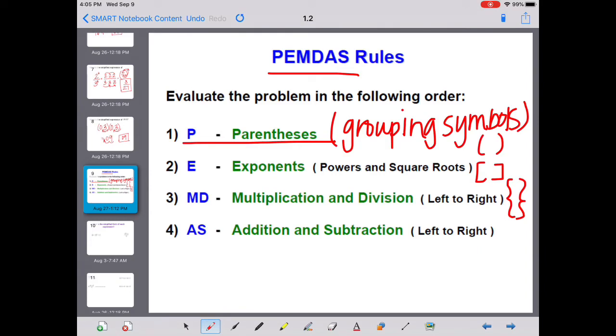E stands for exponents, so any powers, like we just covered in the last couple slides, or square roots. MD is for multiplication and division, whichever one comes first from left to right. And then AS is for addition and subtraction, also whatever comes first from left to right.